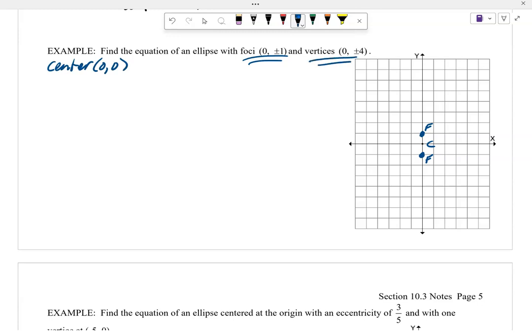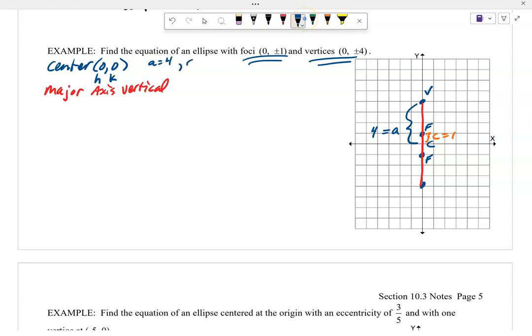And notice it also gives us the vertices. 0, 4. There's a vertex. 0, negative 4, right? So there's our vertices. What information do we have? Well, the center to a vertex, that's our a value. From the center to a foci, there's our c value. Our c value is 1. Our a value, you can see, is 4, right? And we know our center h, k is 0, 0. And we also know the major axis has got to be vertical as it goes through the center to the two vertices. So the major axis is vertical.